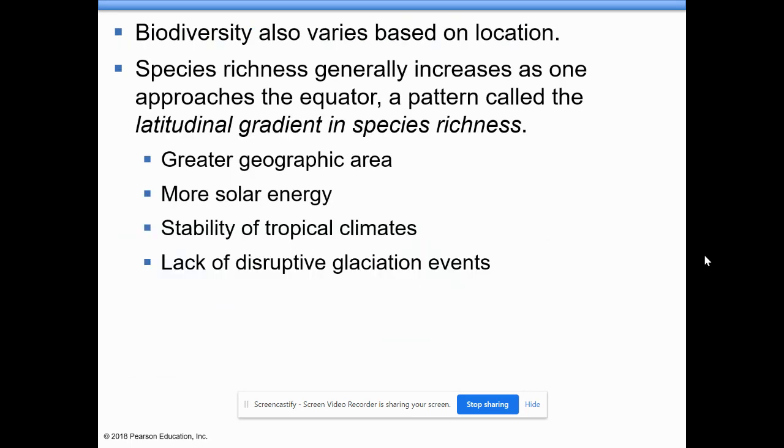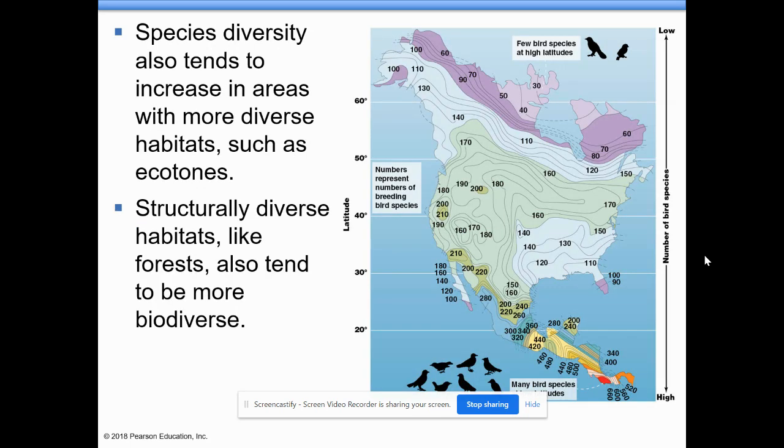So it really depends on where you are too. The closer you are to the equator, the more variety of geographic area you have, the more solar energy you have. And so you have more diversity as you get to the equator. You see more species richness in places like the rainforest and chaparral and mangrove forests and coral reefs there. And the further out you go, the less diversity you have.